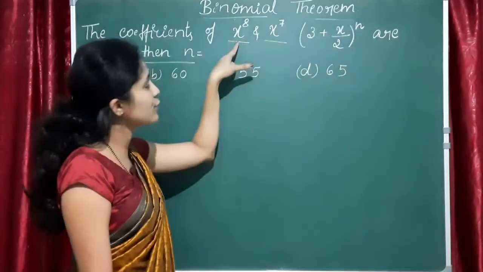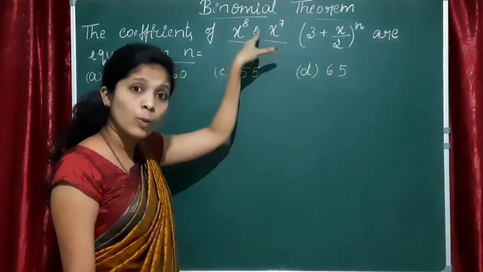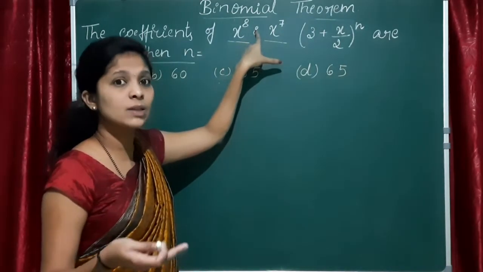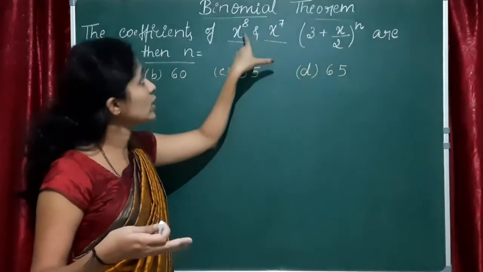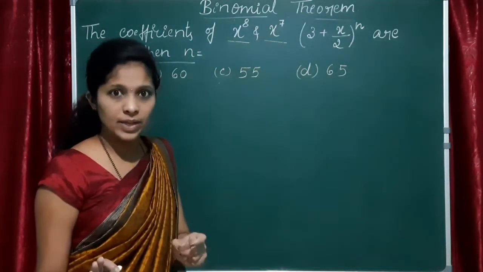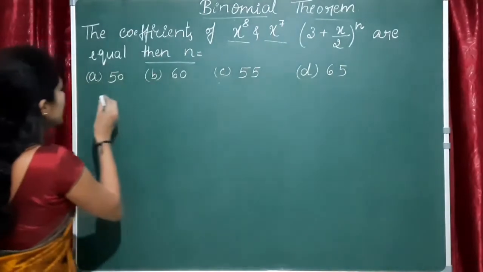To take the coefficient of x to the power 8, obviously it will appear in the T9 term, right? T9 means r will be 8, so you'll get x to the power 8. X to the power 7 will appear in the T8 term. Is it clear? So by the given condition, what can you write?